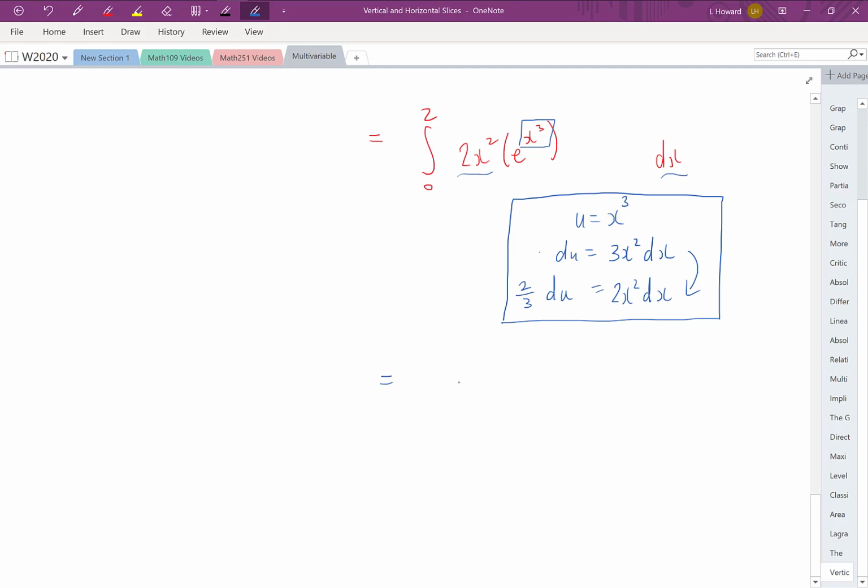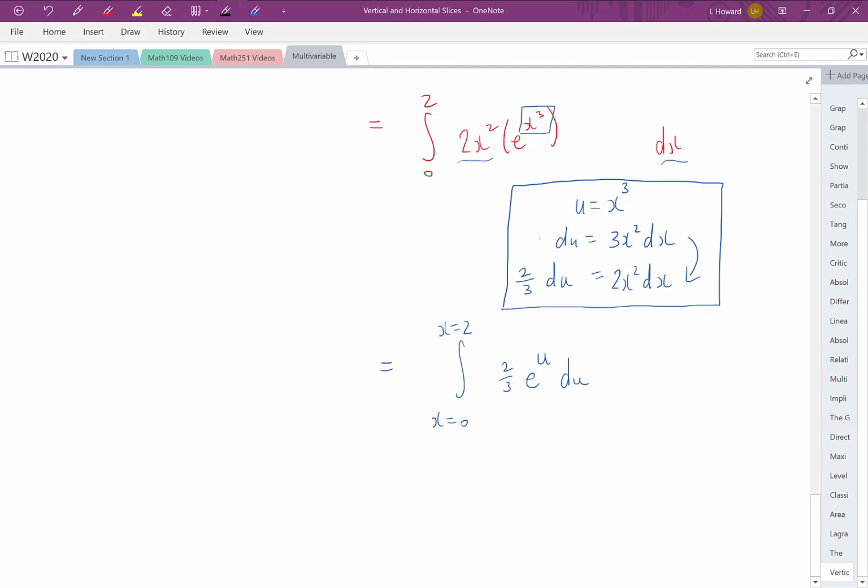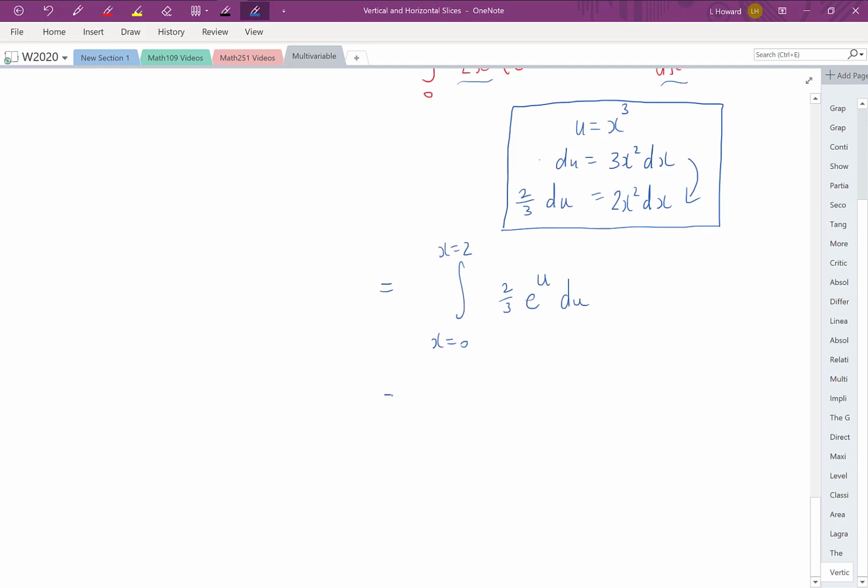Let's go up to our integral, and we'll get this in terms of u. Okay, so this is going to be the integral from, I'm just going to write x equals 0, x equals 2, and what we're integrating now, e to the u times 2/3 du. Okay, so integral of e to the u with respect to u is e to the u. So we're going to have 2/3 e to the u. I'm just going to evaluate at x equals 2 and x equals 0.